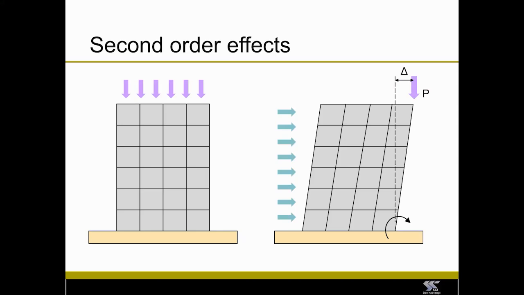And whether or not those second order effects or P delta effects are significant will depend on several factors. Obviously, the magnitude of the P and the delta will determine whether they're significant or not, but they also depend on whether they're significant relative to the first order deflections or first order effects, if you like.